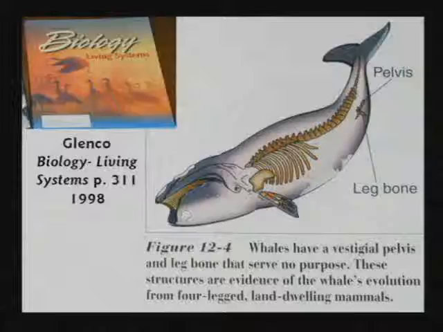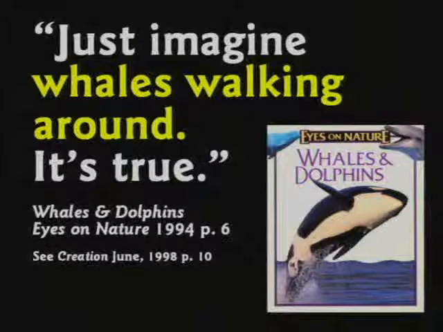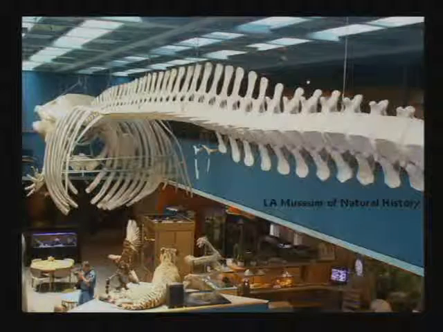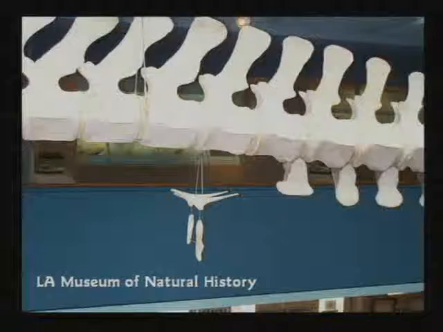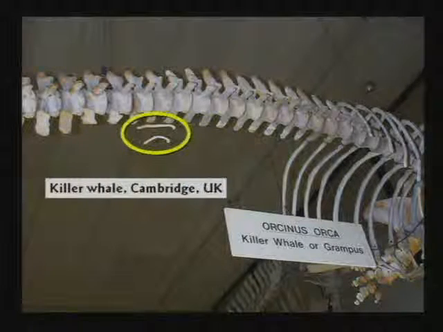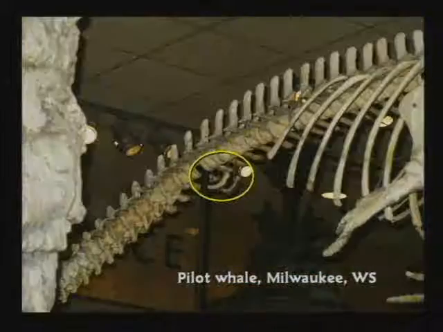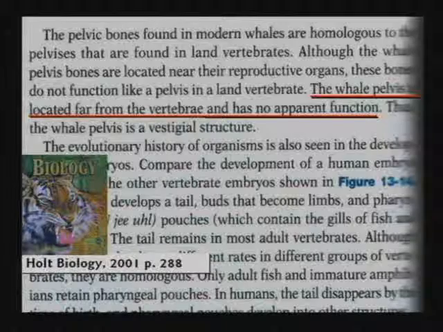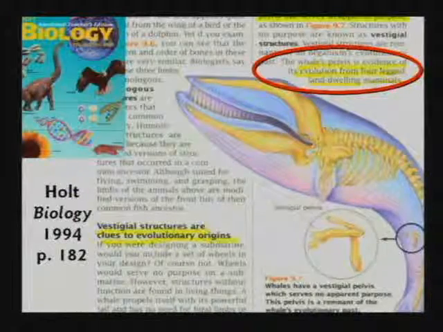Okay. Yeah. Whales have a vestigial pelvis and leg bone that serve no purpose. They have hind limb bones that have no function. Just imagine whales walking around. It's true. Well, these are the bones they're talking about right there. Just about all large whales have these bones in their abdomen. Just imagine the whale walking around. You know, I have tried to imagine it, and I just can't. Yep, here it is. The whale's pelvis is located far from the vertebra and has no apparent function. The whale's pelvis is evidence of its evolution from four-legged land-dwelling mammals.